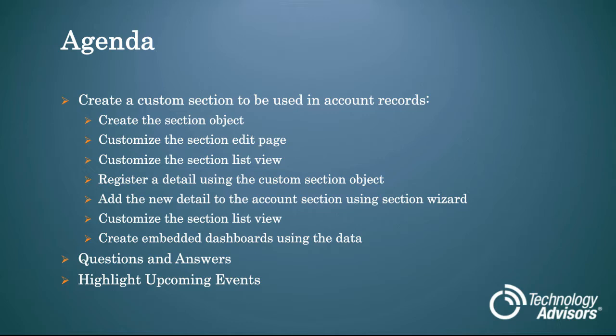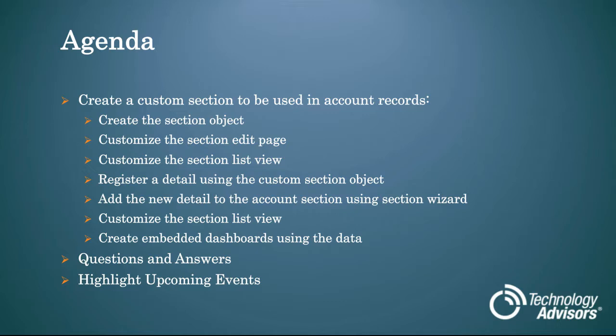So what we want to do today is create a custom section in Bpm'online, and we're going to use this in account records. Those of you who were with us for our last user group, we're using a very similar use case. Last time we talked about tracking equipment that was installed at a customer location. We set that up as a detail within the account section. This time we're going to build on that a little bit. We're going to create a custom section instead.